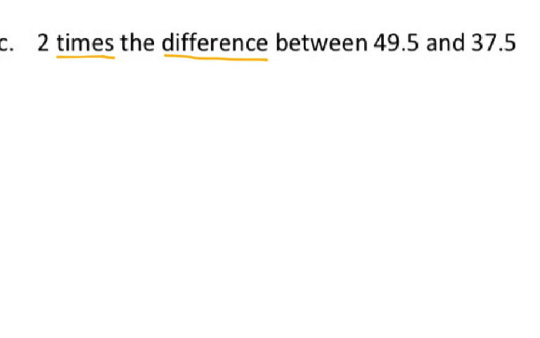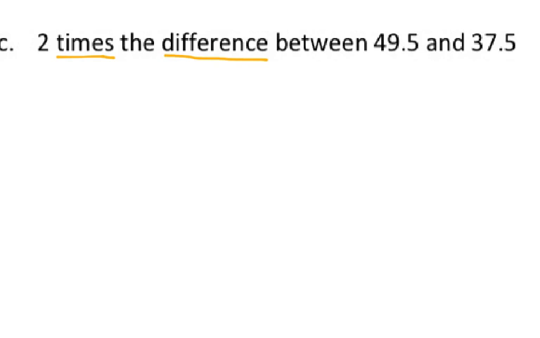There are a lot of words that they have to be familiar with, words like sum, product, difference, quotient. Those are going to be helpful to know in order to write the expressions. So for this one, if I'm writing 2 times the difference between 49 and 5 tenths and 37 and 5 tenths, I'm just going to draw a model here.